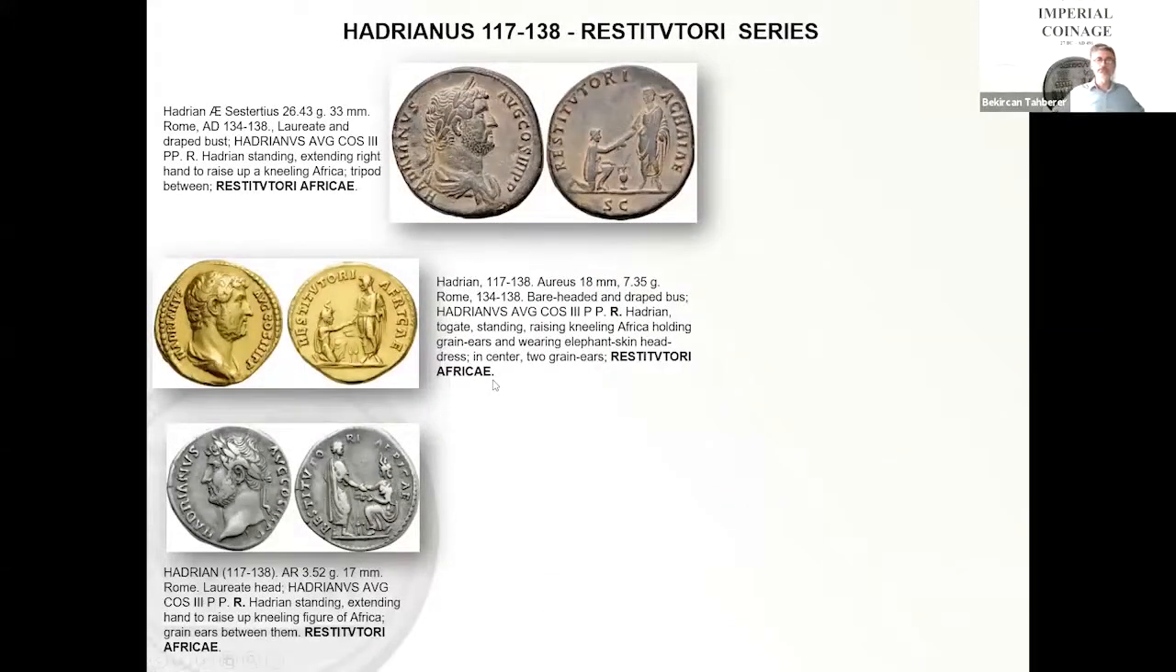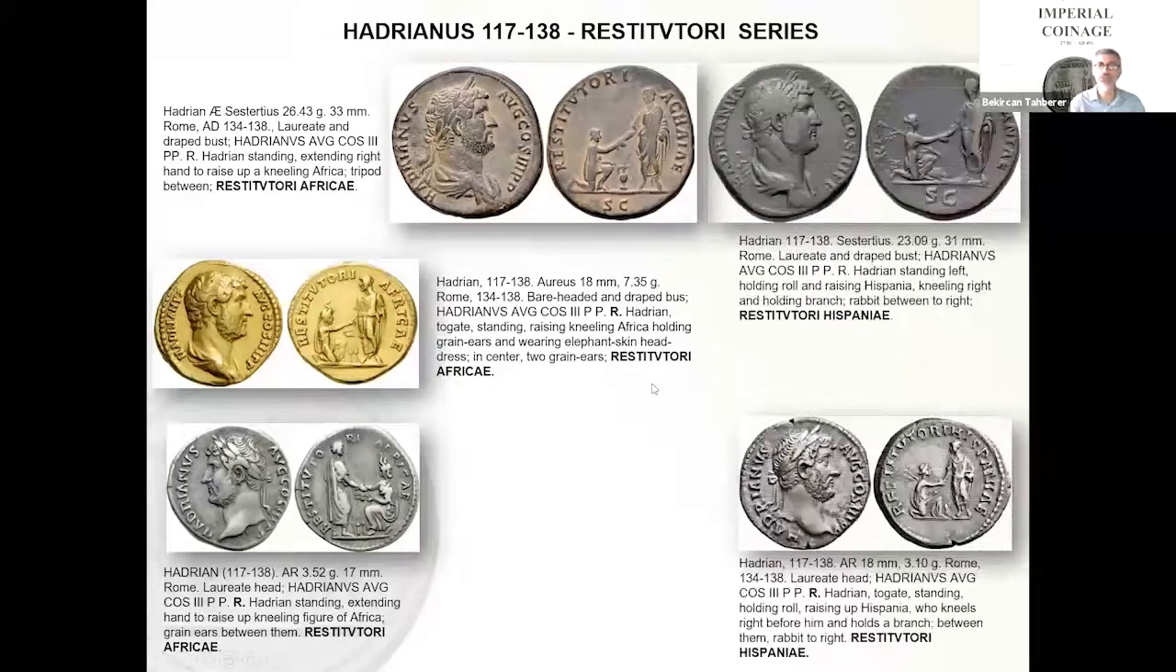Hadrianus created a different type of restitutory series on which he advertised how he restored certain provinces. And he did this in all three metals. This is for Africa. And as you see, it's in three metals. He has the same image.